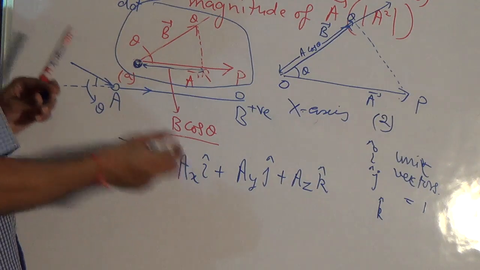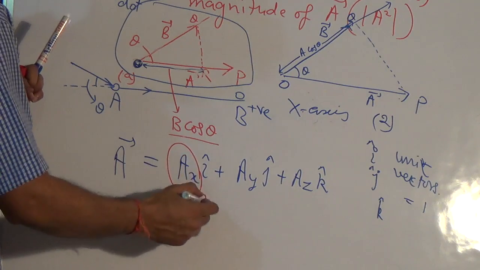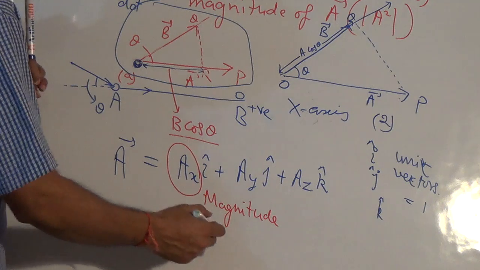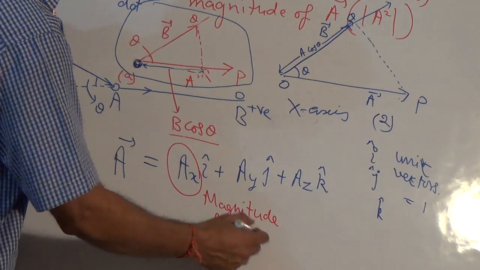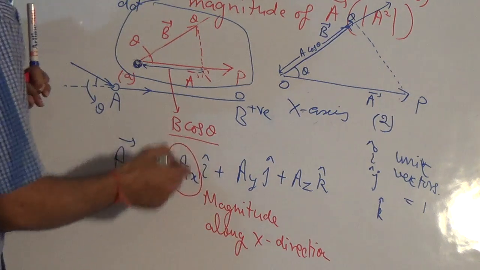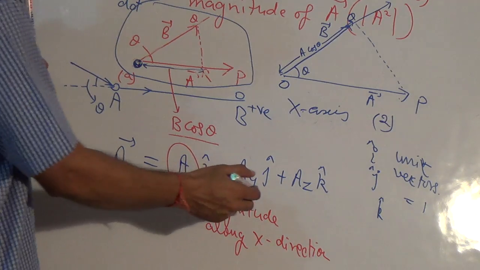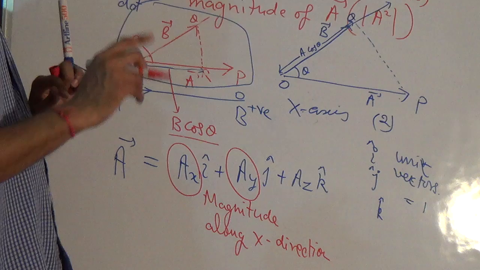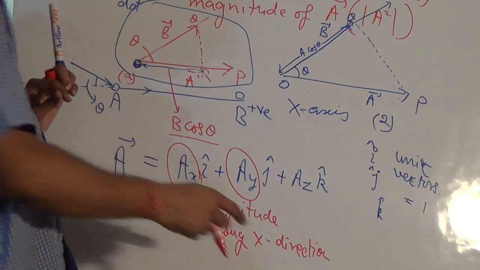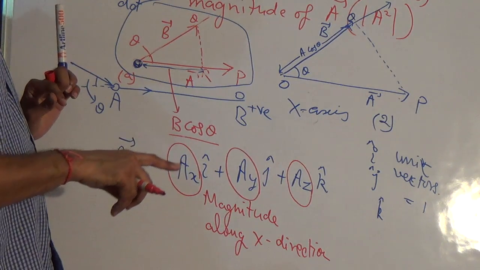So Ax, what is Ax? Ax is the magnitude of vector A along the x direction. So Ax i is the projection of vector A along the direction of the x-axis. Similarly, Ay is the projection of vector A along the direction of y. Az is the projection of vector A along the direction of z.